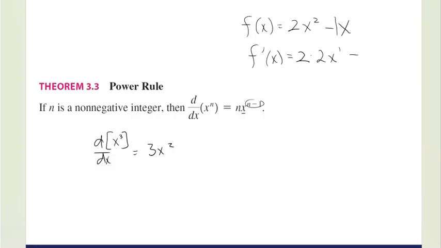So that's just 1, but you can still apply the rule. You bring the 1 down, multiply by 1, and then you take 1 away, right? So that would be x to the 0, which of course is just 1. So the derivative of 2x squared minus 1x is 4x minus 1.